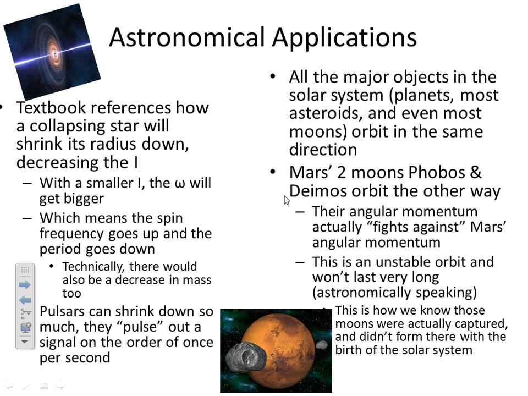Now, technically, yes, the radius is decreasing. The textbook doesn't actually address how it also loses mass and stuff like that. They're just assuming that it's a constant mass just for simplicity. But technically, it will be losing mass in the process. But yeah, with the smaller moment of inertia, the angular velocity will get larger and larger. Okay, so that means it will be spinning faster and faster.